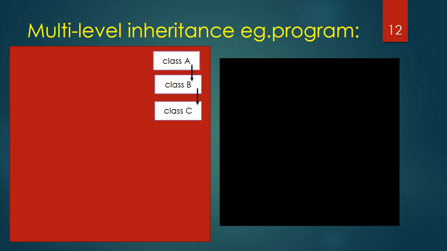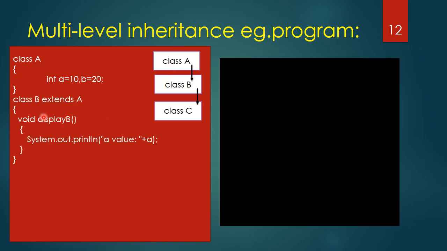According to this diagram we create the classes now. First we create class A, with two variables, a equals to 10 and b equals to 20. Next is class B, which is getting properties from class A, so class B is called the subclass of class A. Using the extends keyword we create the subclass, class B extends A, with a display B method, in which I am printing the a value.